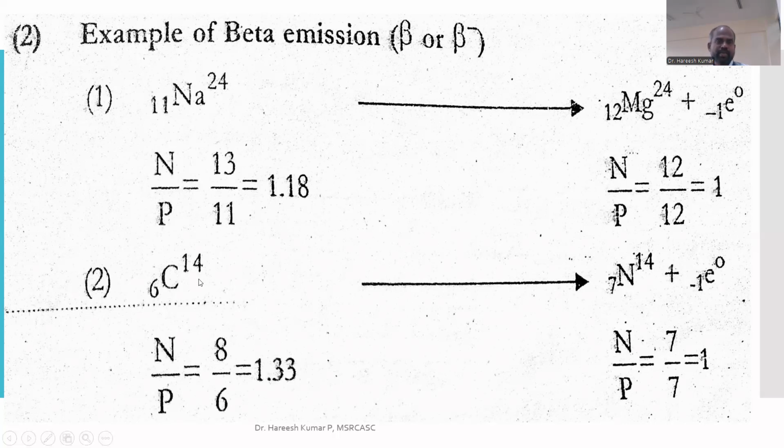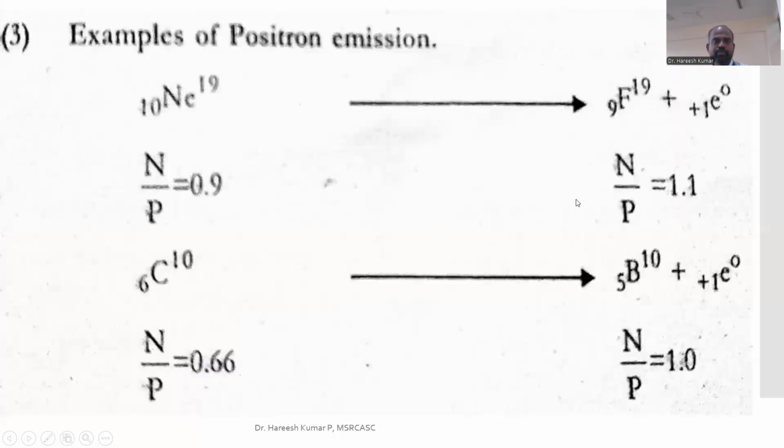Then I'm taking one more example, that is C14. C14 undergoes beta emission and is converted into N14, that is nitrogen 14. Nitrogen 14 is not an unstable isotope, it's a normal nucleus, because the N by P ratio is 1. Whereas for C14, the N by P ratio is 1.33, which means it is unstable.